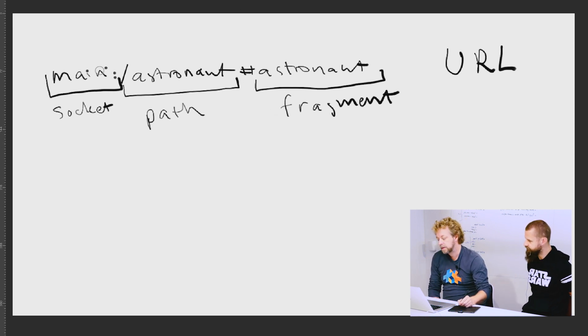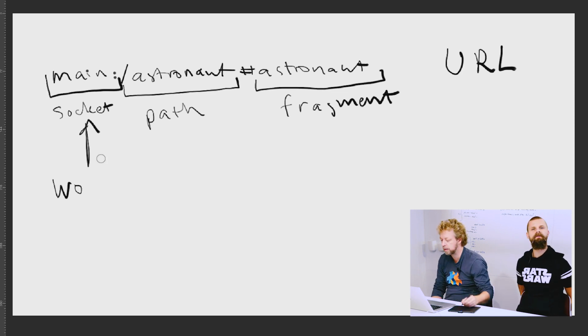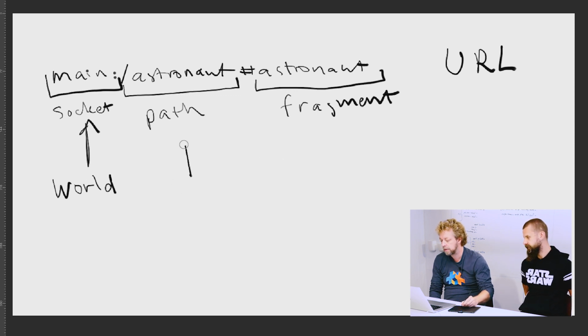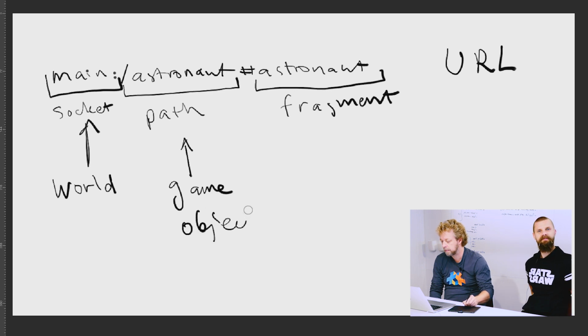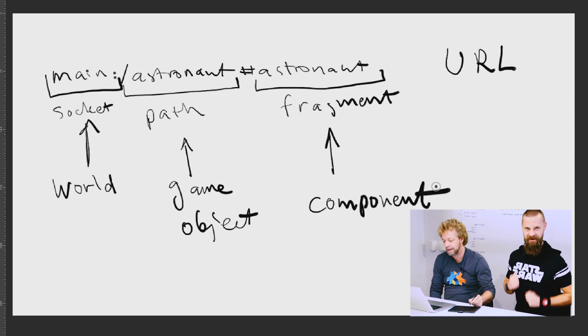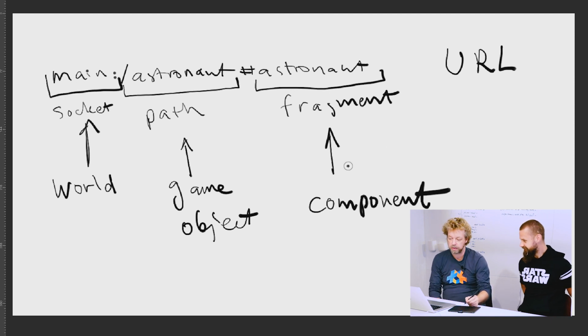So these correspond to different things. This is the world part. We haven't talked a lot about what we have. Video number 1. Yeah, world is in video number 1. And path, this is the game object. That's video number 2. No, number 3. And fragment is video number 2. A fragment. Probably. Maybe I messed up. Watch all of them once again. They are cool. Yeah, we're so proud of those videos. And fragment, that's the component.